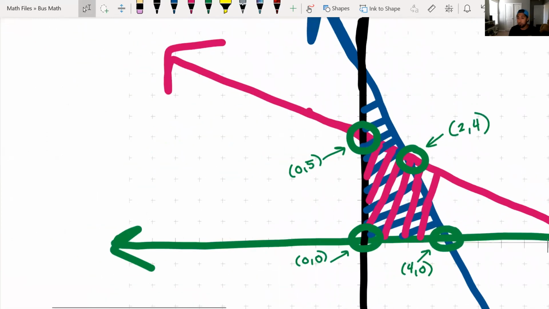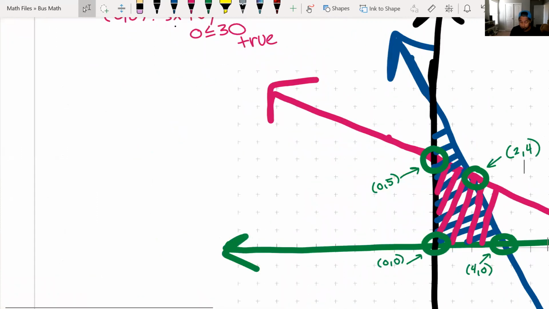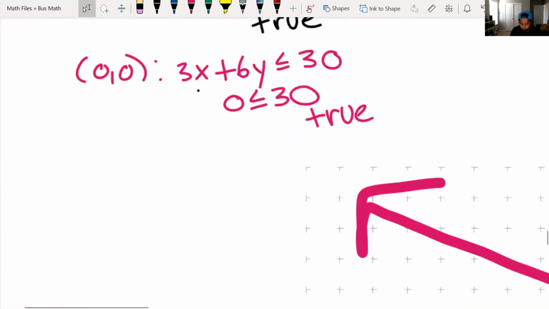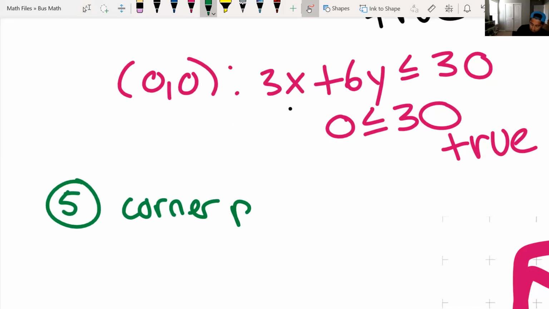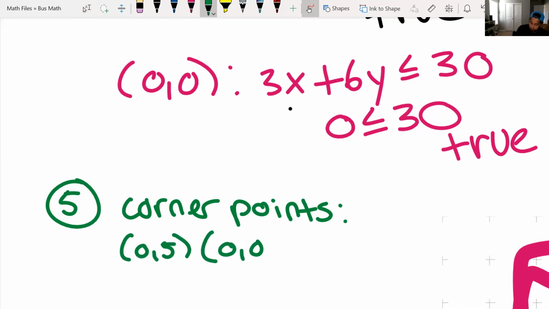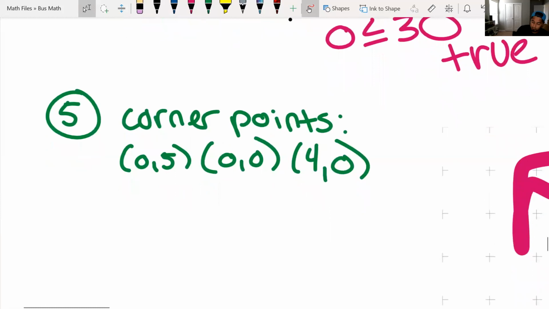So these are my corner points of the feasible region, and that's all we want. So for 5, we'll list our corner points. Okay, and we said what? 0, 5, 0, 0, 4, 0, and what did I say? 2, 4? Somewhere around there. I hope it's 2, 4.